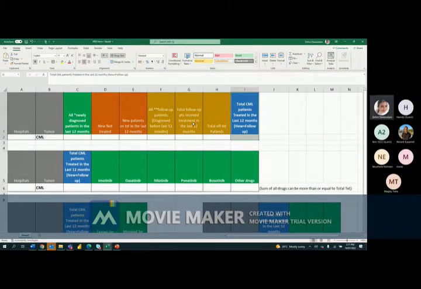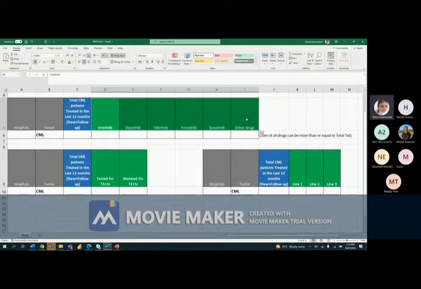So these total treated patients are going to be split into the drugs that they have taken: imatinib, dasatinib, nilotinib, ponatinib, and bosutinib, or any other drugs. The summation of all of these drugs can be more than or equal to the total here, because you could have the same patient who has moved from one drug to another drug in the last 12 months. So you count the patient in both the drugs.